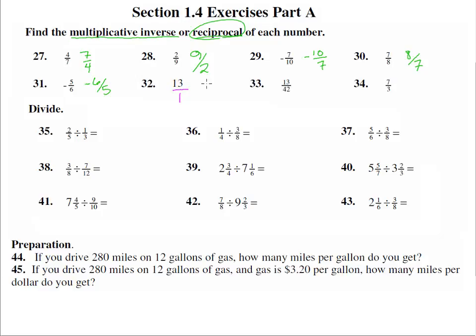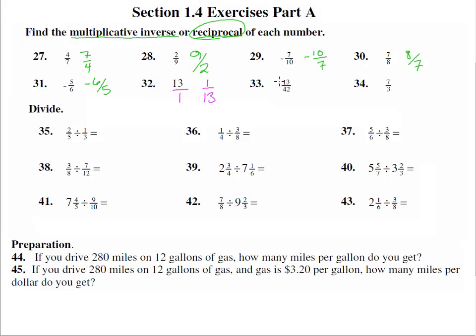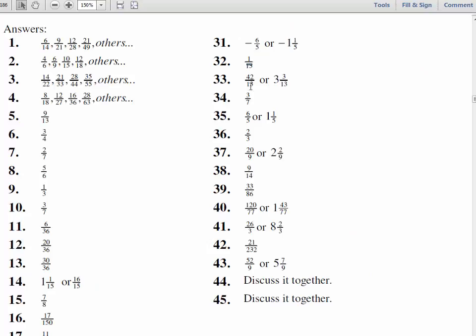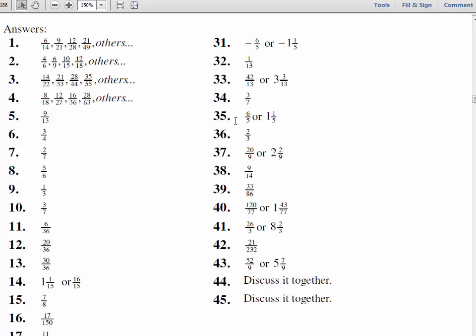So when we flip over 13 over 1, it becomes 1/13. Let's double check that. And yes, there we go. There we have it. Number 33, 13 over 42 will flip to 42 over 13. There's its reciprocal. There we have 42 over 13, or it's written as a mixed number. 34, 7/3 gets transferred to 3/7. And there we have it.